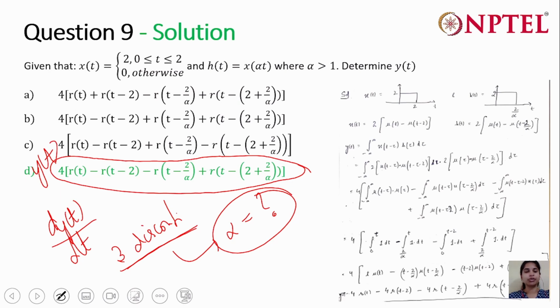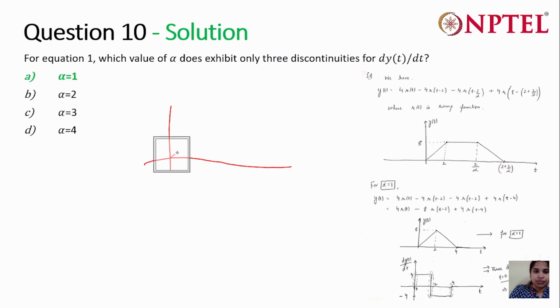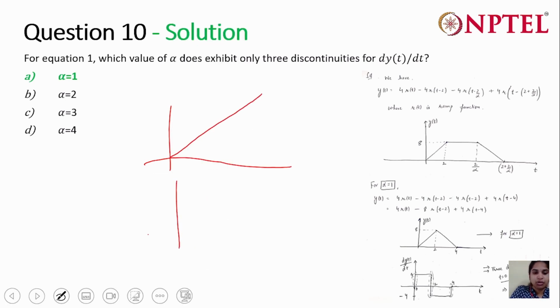I'll just try to give the idea how to solve it. Okay? So we have y of t that's given. So y of t is 4 into r of t minus 4 into r of t minus 2. So 4 into r of t means what? It's something like this. 4 into r of t minus 2 means from 2 it is like this.